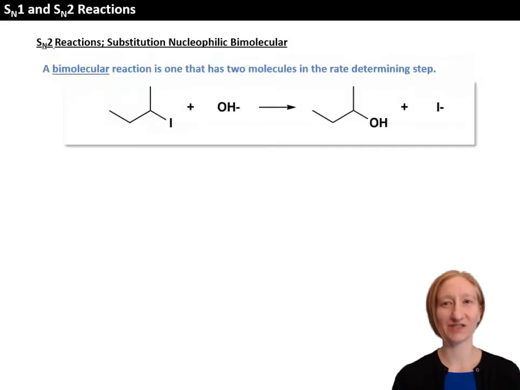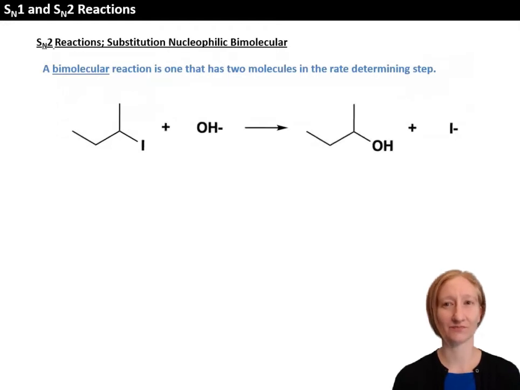An SN2 reaction is a bimolecular nucleophilic substitution reaction. The bimolecular piece, or the 2 in SN2, refers to the rate-determining step that contains two molecules. That means that for a reaction like the one shown here, both the alkyl iodide and the hydroxide will be part of the rate-determining step. Remember again that our basic mechanism is one in which the nucleophile, here the hydroxide anion, will attack the electrophilic carbon of the alkyl iodide, and the iodide will leave.